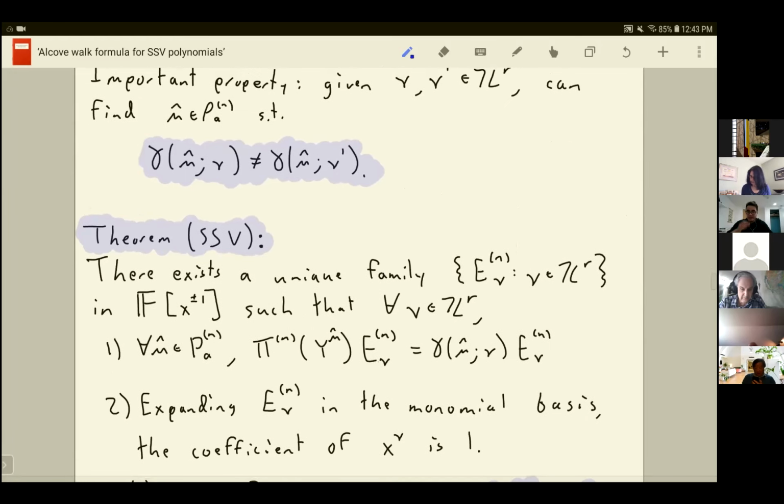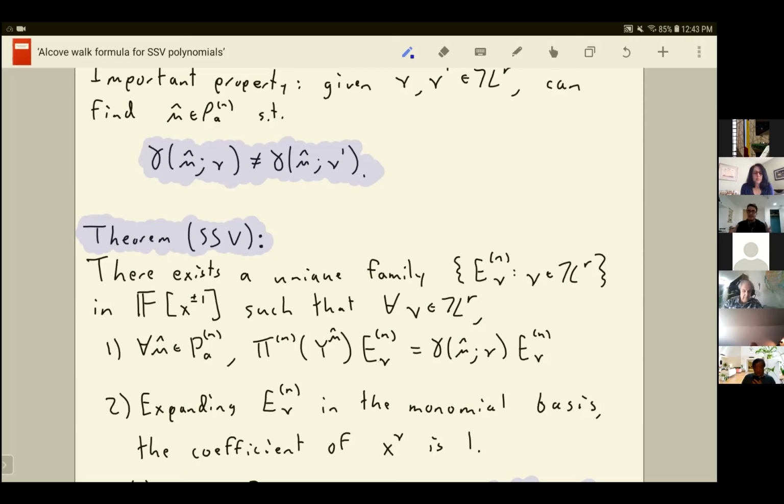So the theorem of SSV is that there's a unique family of Laurent polynomials, E nu n, where nu is anything in the weight lattice, such that one, the Y's have the appropriate eigenvalue. And two, this is really just a normalization condition: the coefficient of x nu in E nu is 1. I mean, it's slightly more than the normalization condition because you need to know that there's a non-zero x nu coefficient. So you have to check that and then normalize it to be 1.